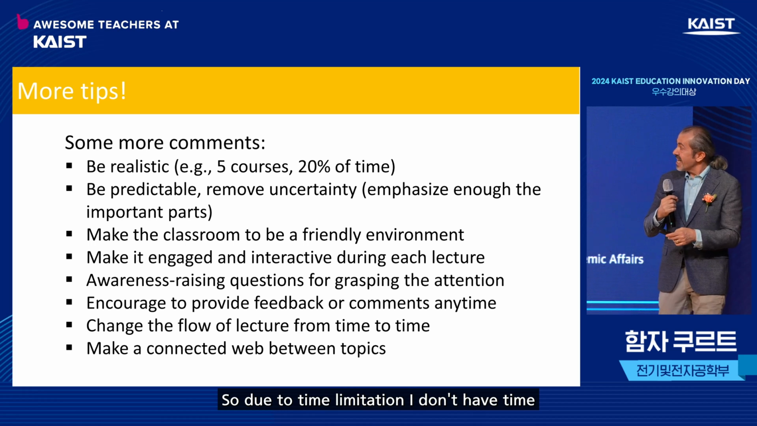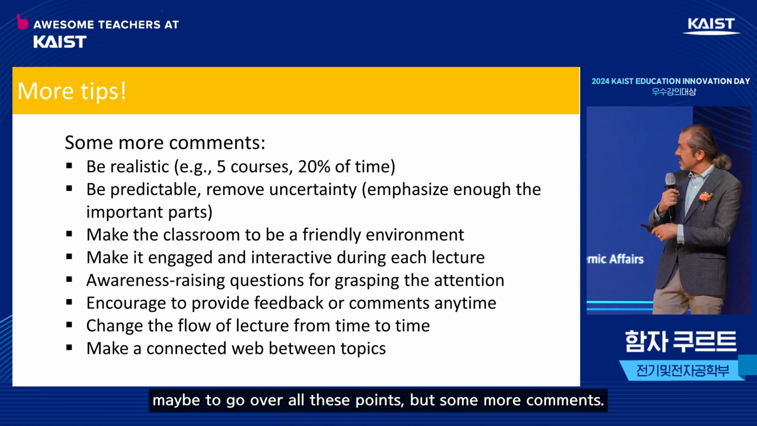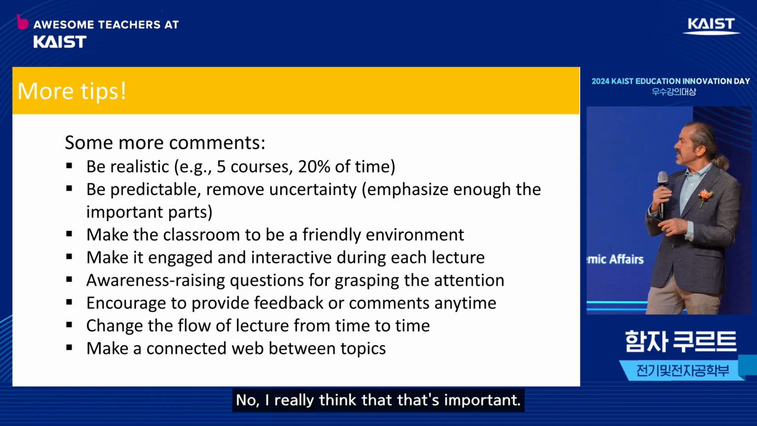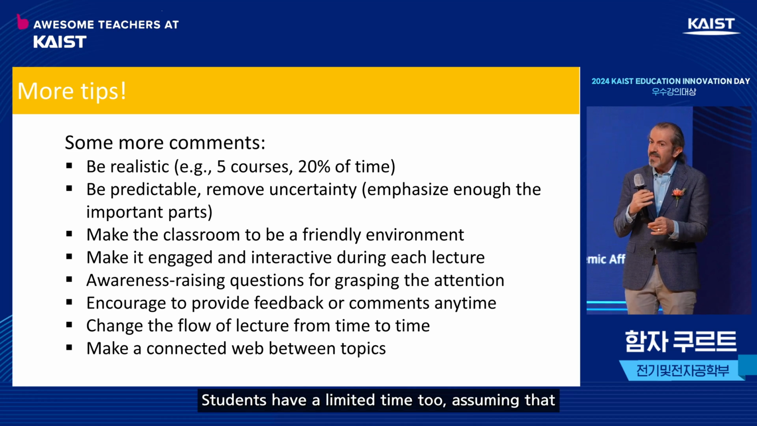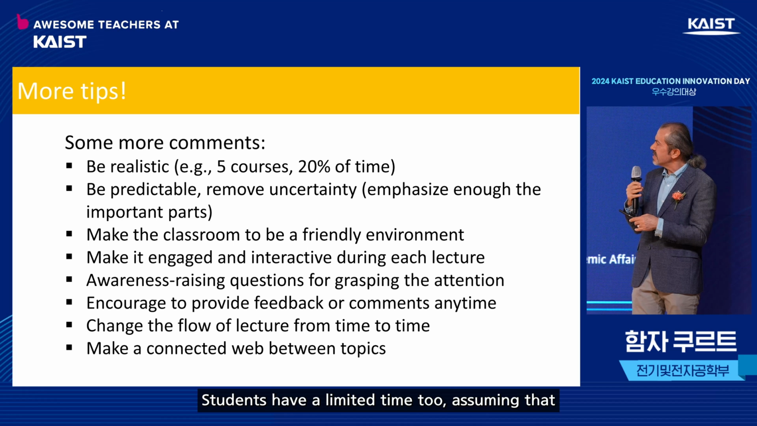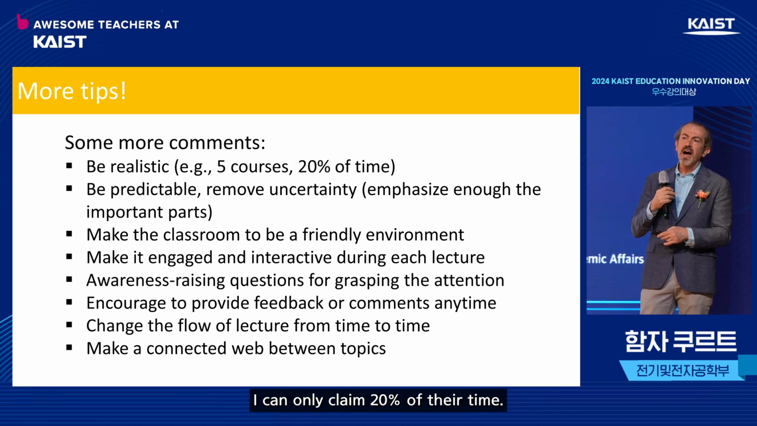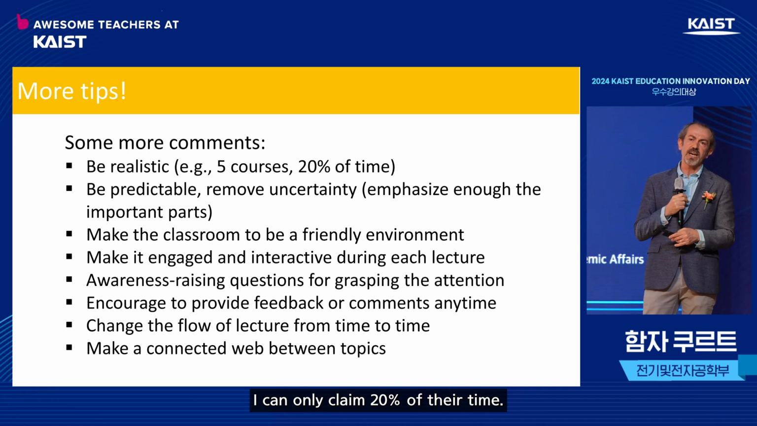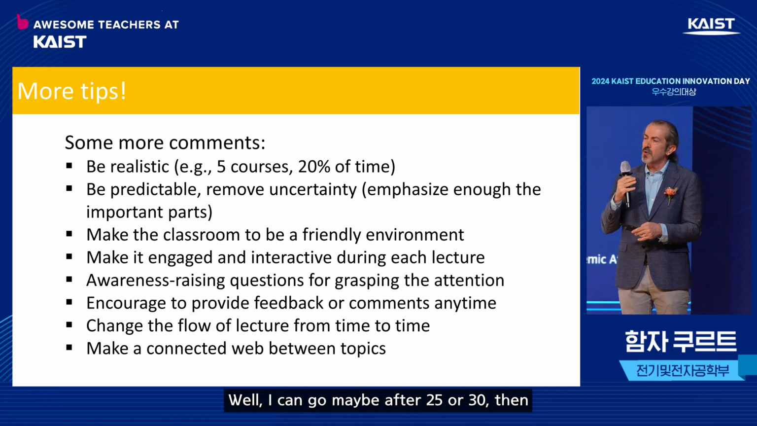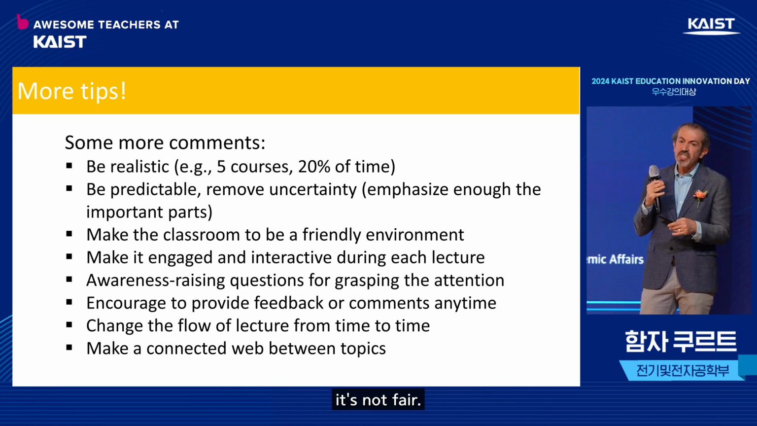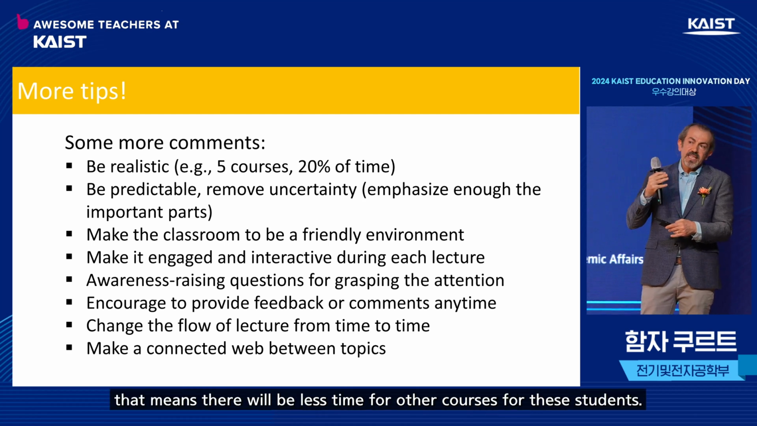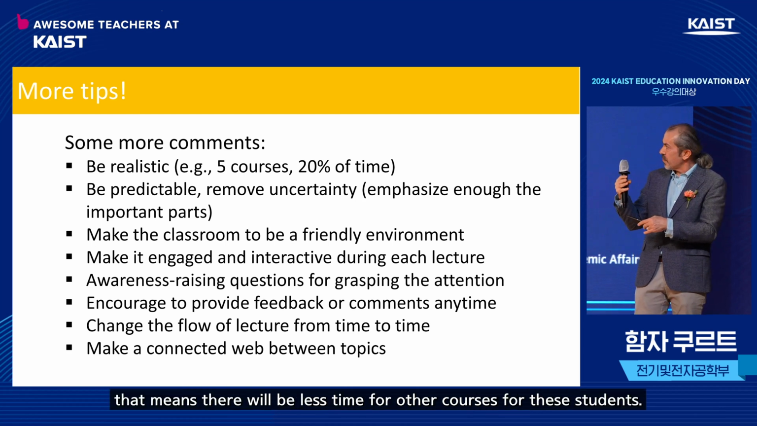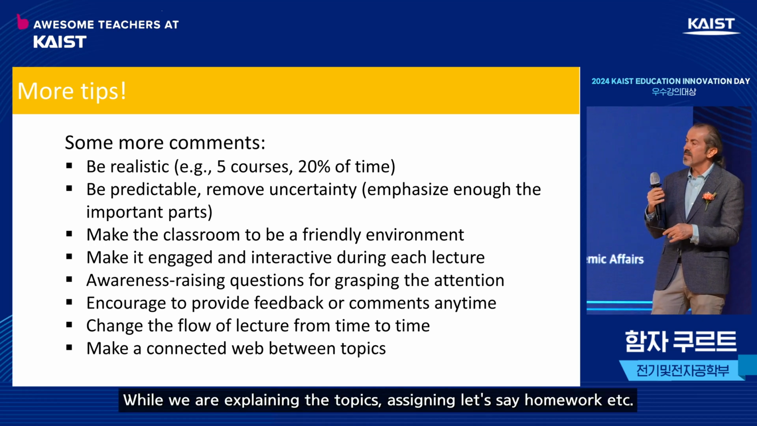So due to time limitation, I don't have time maybe to go over all these points, but some more comments. I really think that's important. I have to be realistic. What I mean here is that we all have limited time, students have limited time too. Assuming that my students take 5 courses that semester, I can only claim 20% of their time. Well, I can go maybe up to 25 or 30, then it's not fair if I ask maybe 50% of their time. That means there will be less time for other courses for these students. Therefore, we have to be realistic while we are explaining the topics, assigning, let's say, homeworks, etc.